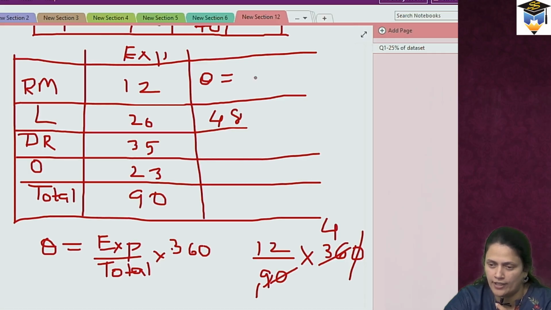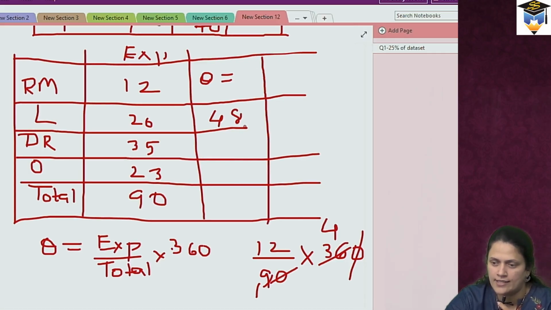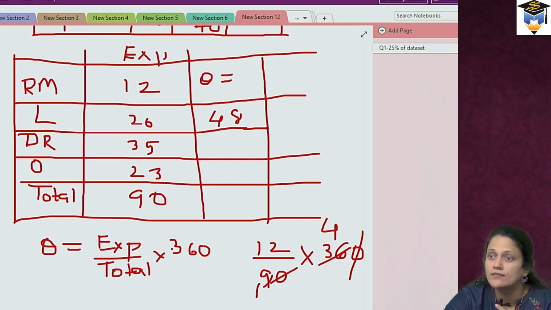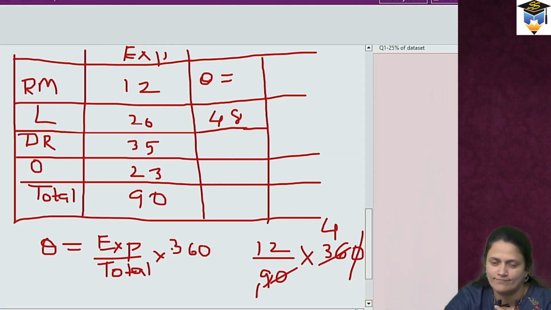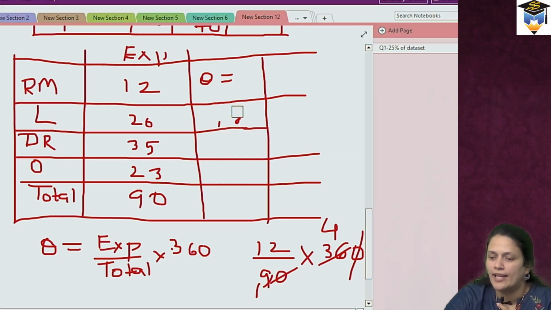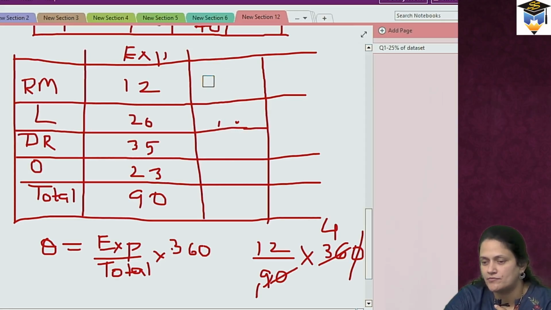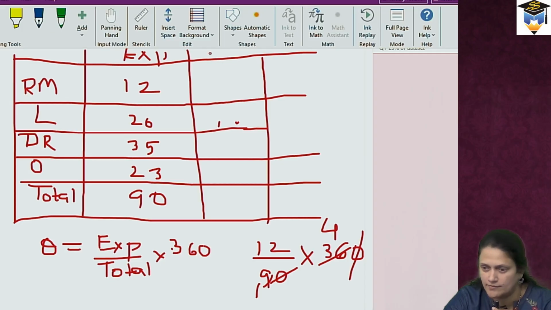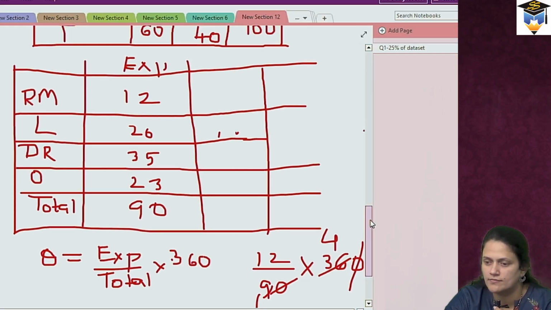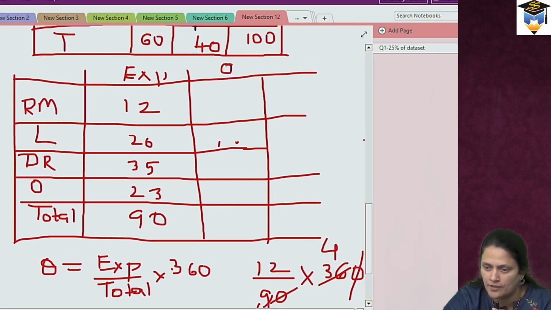Next angle, please find out. 35 upon 90 into 360. Raw materials, this is your theta. So raw materials, this is 48.